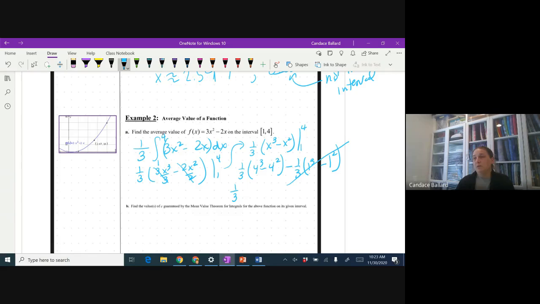Technically, if I was free response, I would be done. I wouldn't want to do anything else. You probably wouldn't even want to put that x through that back piece. 4 cubed is 64, and then 4 squared is 16. So we end up with 1/3 times 48, and 3 goes into 48 16 times.